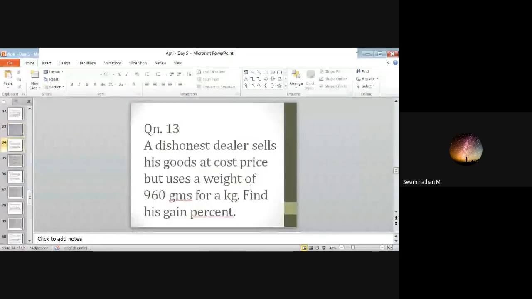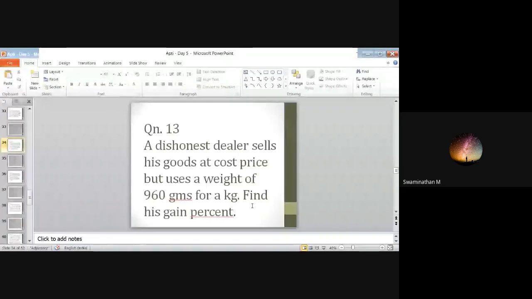Dealer sells his goods at cost price. So he is selling goods at cost price, but uses a weight of 960 grams for a kg. So instead of 1 kilogram, he is giving just 960 grams. So find his gain.